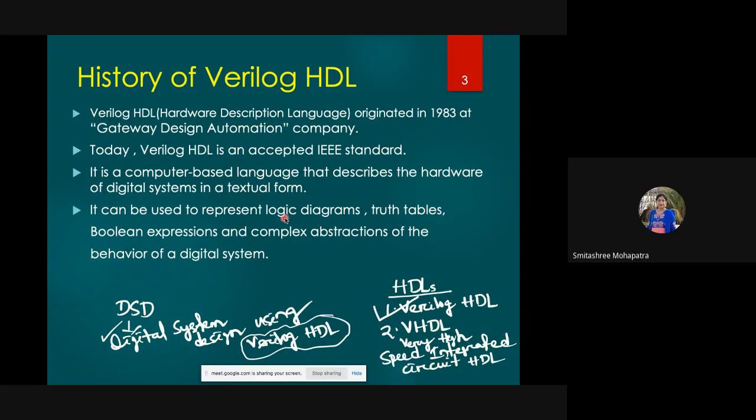It can be used to represent logic diagrams, truth tables, Boolean expressions, and complex abstraction of the behavior of a digital system. Already you know how to represent a digital system: by a block diagram, by showing the functionality with a truth table, or by writing the Boolean expression. So this language can be used to represent the logic diagram, truth table, Boolean expression and complex abstraction of the behavior of the digital system. Okay, so why do we need this language?